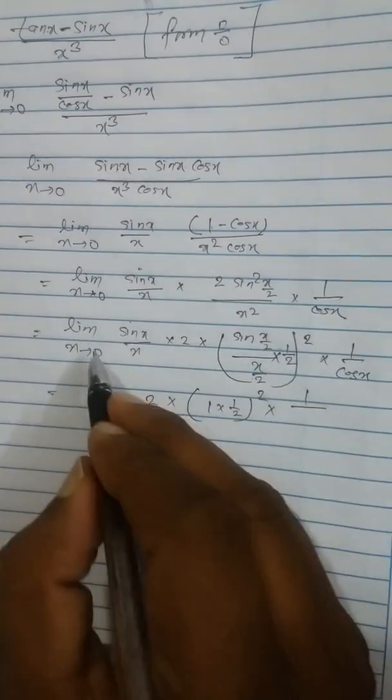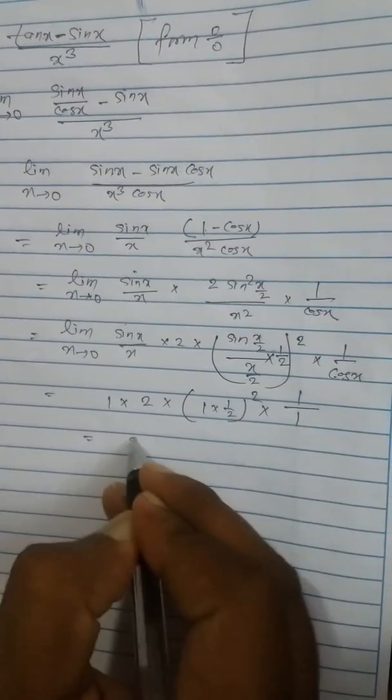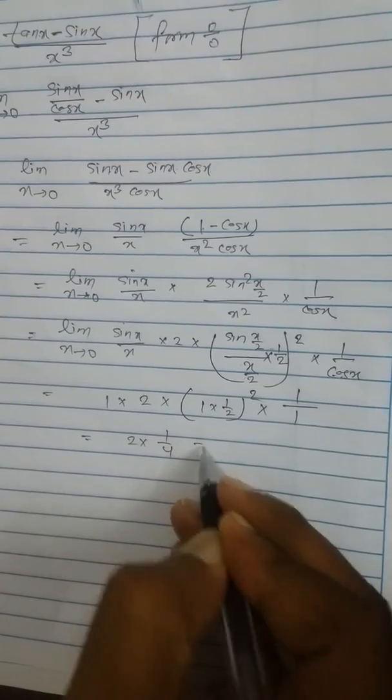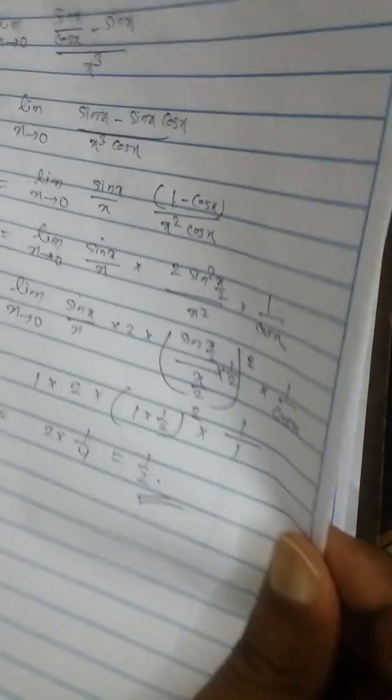1 by, if you substitute x equal to 0, then cos 0 is how much? 1. So it is 2 multiplied by 1 upon 4. It is 1 upon 2. That's the answer. Move to the last question.